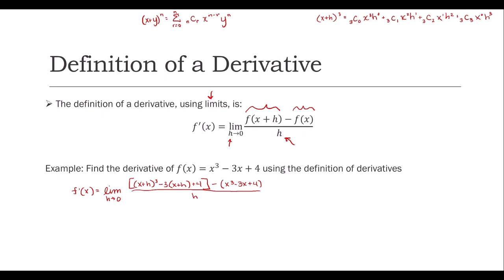So 3 choose 0 is 1, h to the 0 is 1, 3 choose 1 is 3, 3 choose 2 is 3, 3 choose 3 is 1, and x to the 0 is 1. So x plus h cubed equals x cubed plus 3x squared h plus 3xh squared plus h cubed.